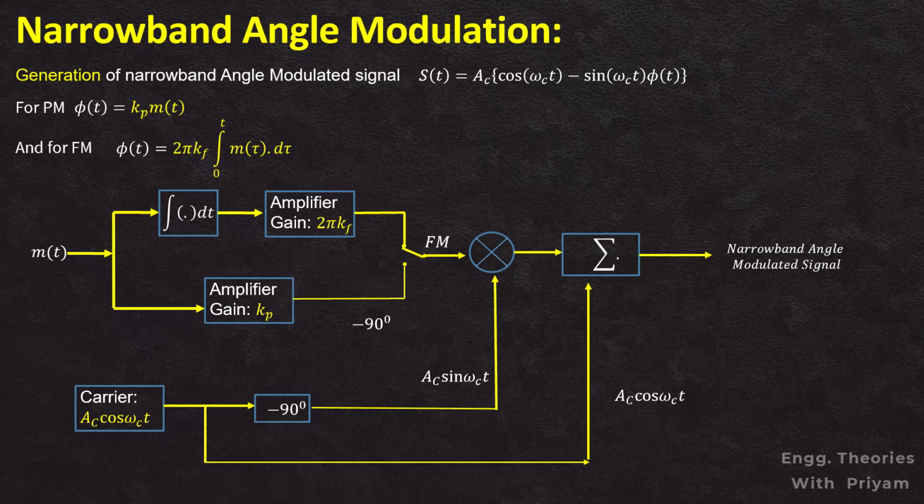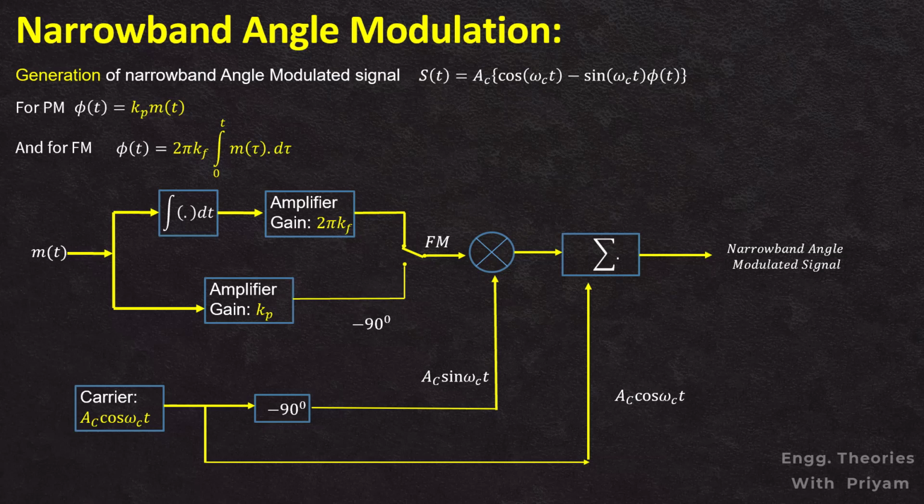A carrier signal Ac cos omega ct is generated, where Ac is the carrier amplitude and omega c is the angular frequency. This carrier splits into two orthogonal components, Ac cos omega ct, which is the in-phase component, and Ac sin omega ct, which is the quadrature component, achieved by a 90-degree phase shift. Now the frequency modulation component phi(t) modulates the quadrature component Ac sin omega ct, and the phase modulation component modulates the in-phase carrier component Ac cos omega ct. Now the modulated in-phase and quadrature components are summed together to produce the narrowband angle modulated signal s(t), which has both frequency and phase modulation effects.